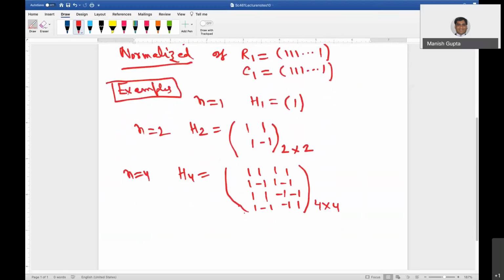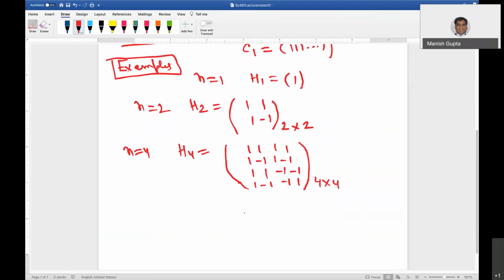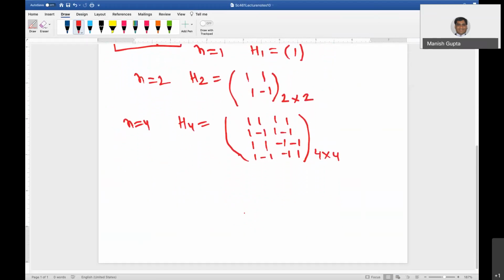So the question is, how do we construct such matrices? There are different constructions known in the literature, and there are many good, interesting books on Hadamard matrices which you can find. Here you can see that the matrix exists for n is equal to 1, n is equal to 2, n is equal to 4.